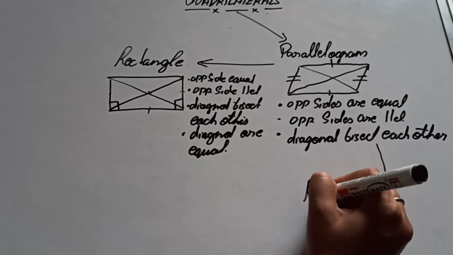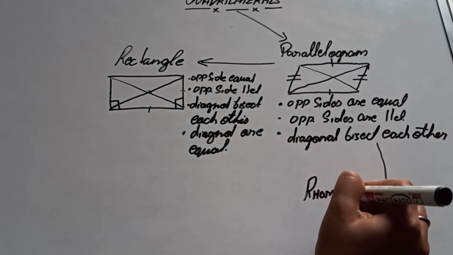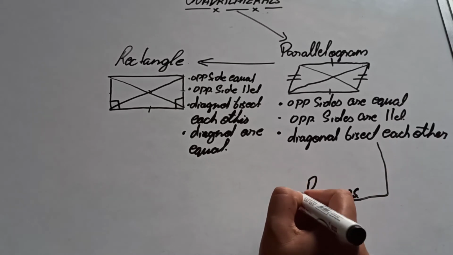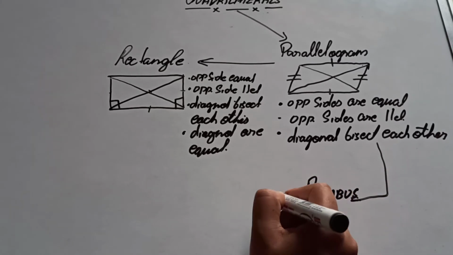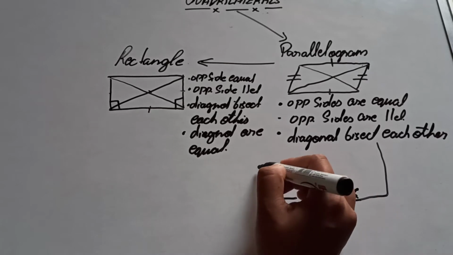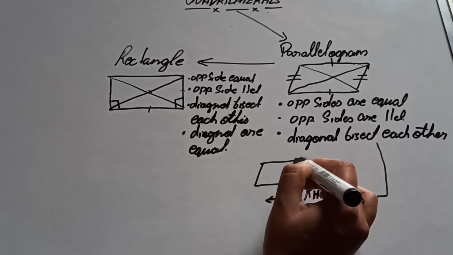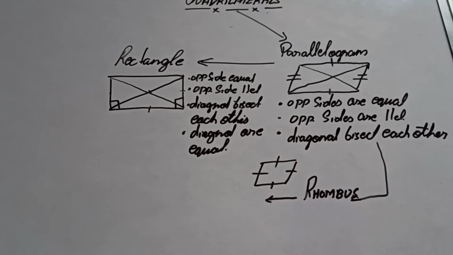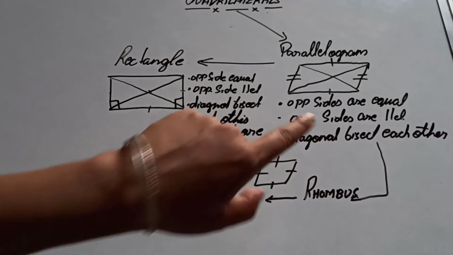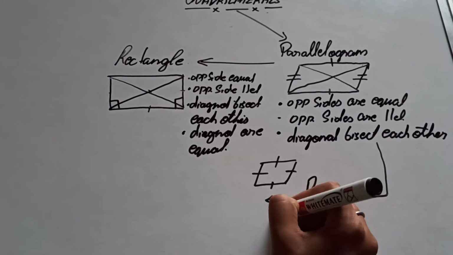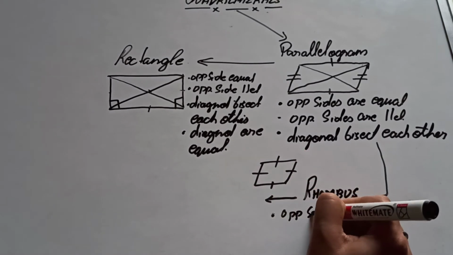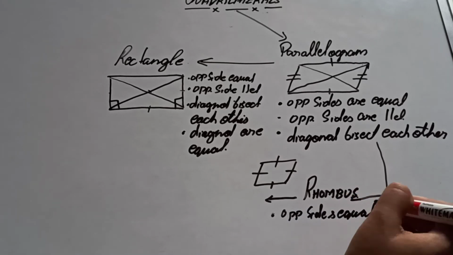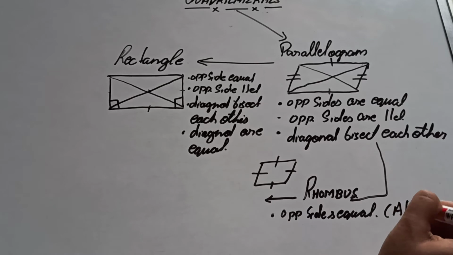Now the other case of a parallelogram is the rhombus. A rhombus is a special case of a parallelogram with all sides equal. A parallelogram has opposite sides equal and parallel, but a rhombus has all four sides equal to each other. So it has all the properties of a parallelogram, like opposite sides equal, and even it has all sides equal.